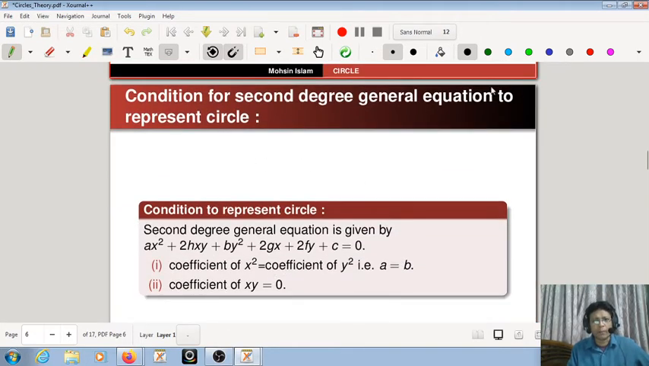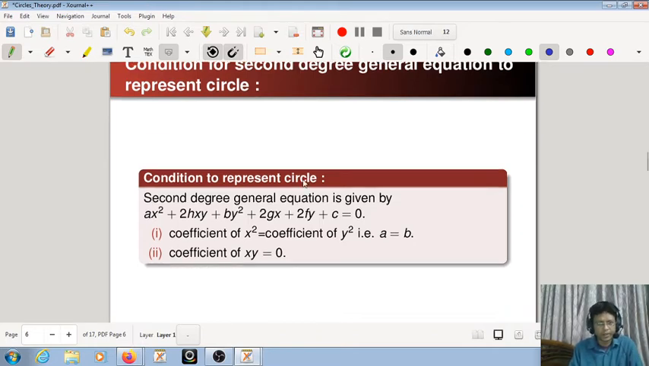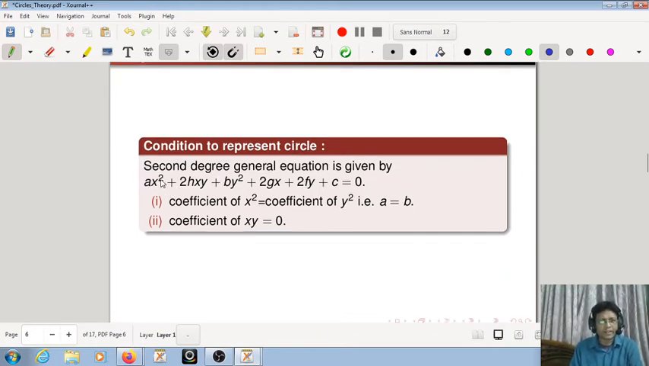Next I will talk about a very important concept, the general equation of second degree. Actually, where did you get that general equation of a circle? From where is it derived? I was talking about that. So you look at that, the general second degree equation can be written as ax squared plus 2hxy plus by squared plus 2gx plus 2fy plus c equal to 0. This is called the general equation of second degree.